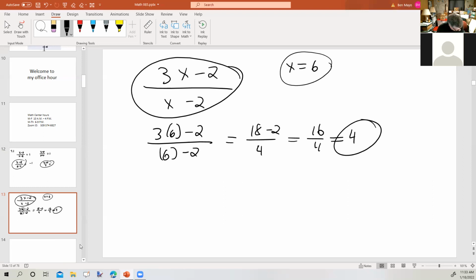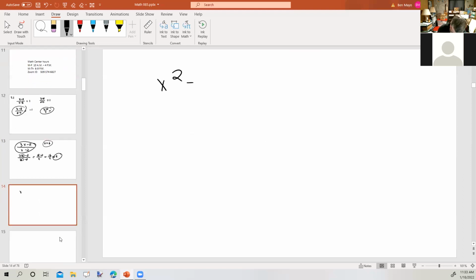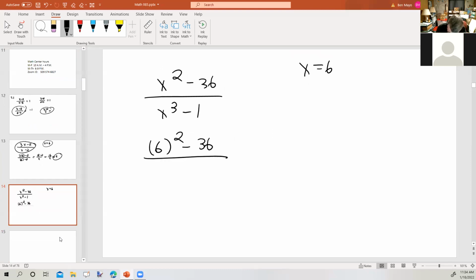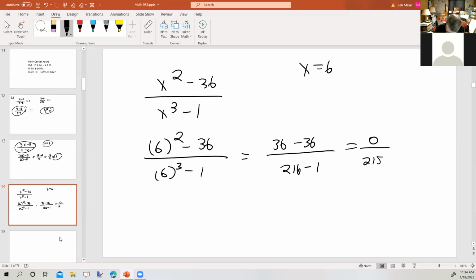How about this one? x squared minus 36 over x cubed minus 1. Again, it says evaluate the expression for x equals 6. So I get 6 squared minus 36 over 6 cubed minus 1. 6 squared is 36. 36 minus 36 is 0. 6 cubed, let's see, what is that? 6 times 6 is 36 times 6 is 216 minus 1. So that would be 215. What's 0 divided by a non-zero number? That is 0. One more example here.